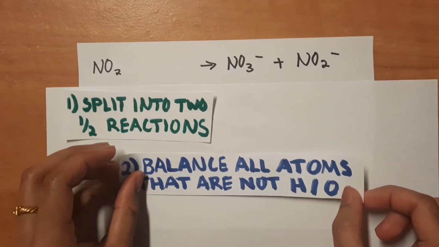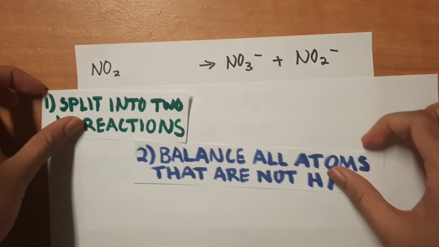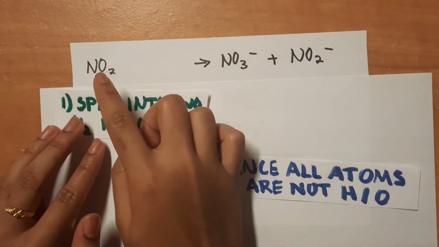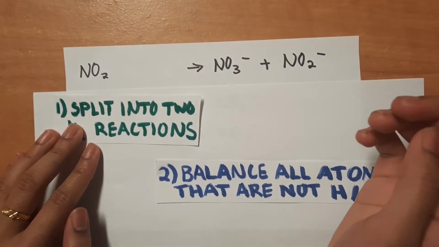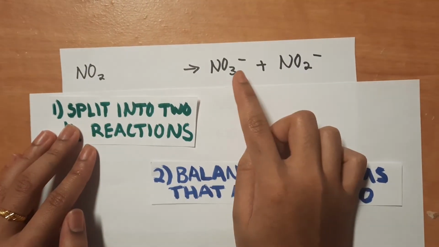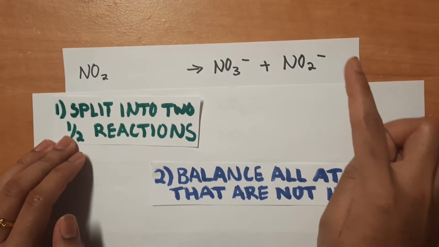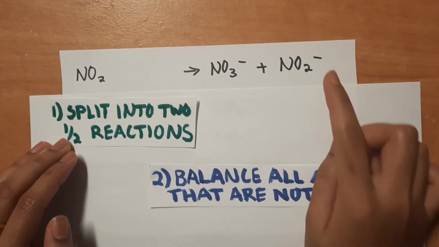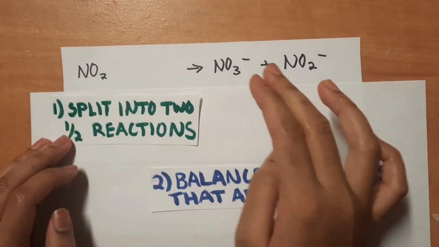Our second step will be balancing all atoms that are not hydrogen or oxygens. So this may look different because there's only one reactant, which becomes 2 products. So you might think, how did that 1 nitrogen turn into 2 nitrogens? Well, keep in mind, this is not balanced. This is an unbalanced reaction. So there can be multiple nitrogens here. We haven't determined the coefficients yet.